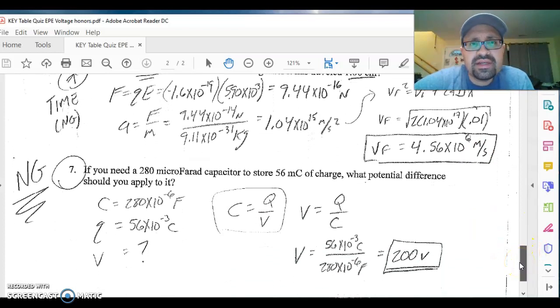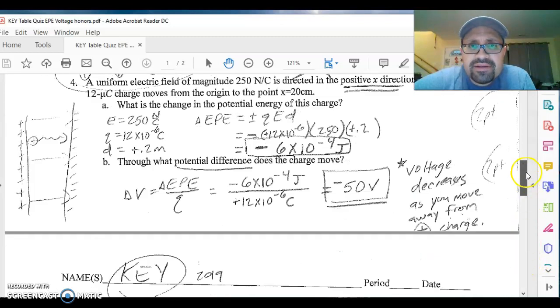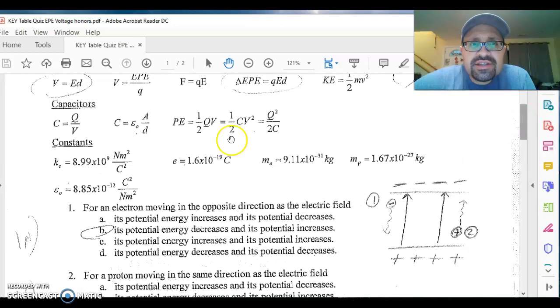Number 7, sorry. Number 7 is the last question of this quiz. If you have a 280 microfarad capacitor with 56 microcoulombs of charge stored in there, what potential difference should you apply to it? Okay, so in other words, this is a capacitor question. Let me go back up here to the top of the quiz. These equations here, here, and here are specific only for capacitors.